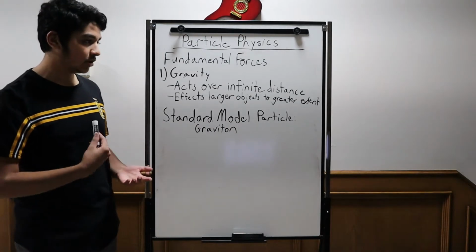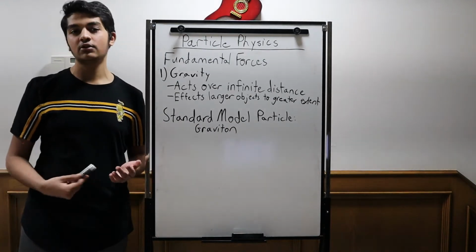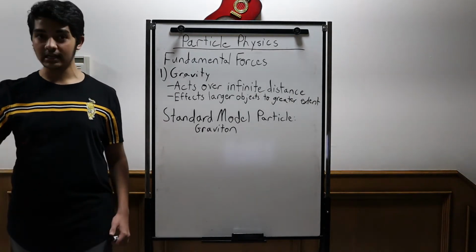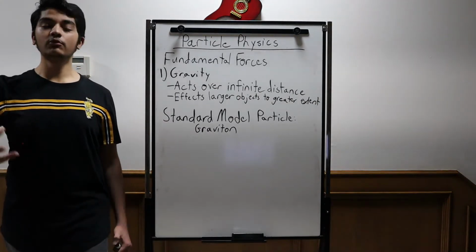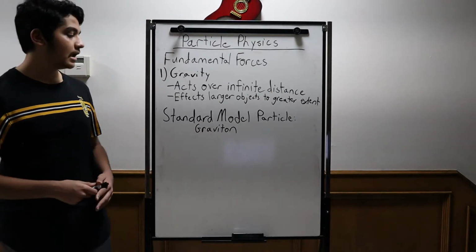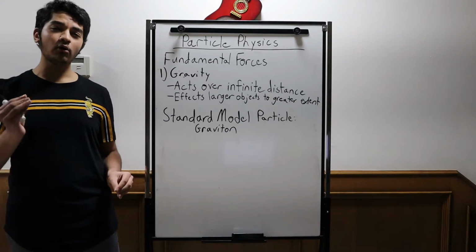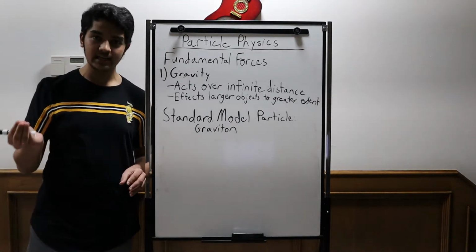And it affects larger objects to a greater extent. So for example, you don't emit that much force of gravity, however the sun keeps the earth and the moon and everything in place in orbit. And so in particle physics, they aim to describe all these forces through something called mediating particles.